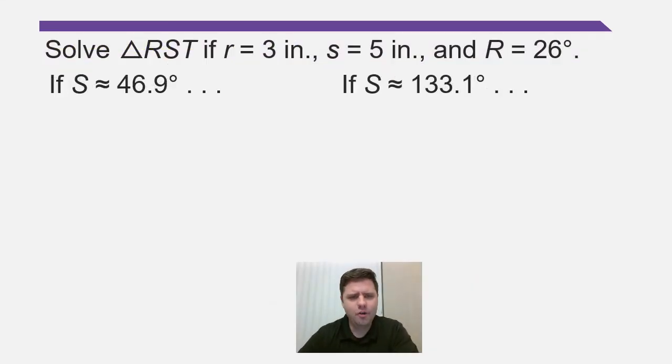So now in order to solve for both of those cases, we need to solve the triangle both ways. We need to solve if the angle measurement is 46.9. We also have to solve if the angle measurement is 133.1.